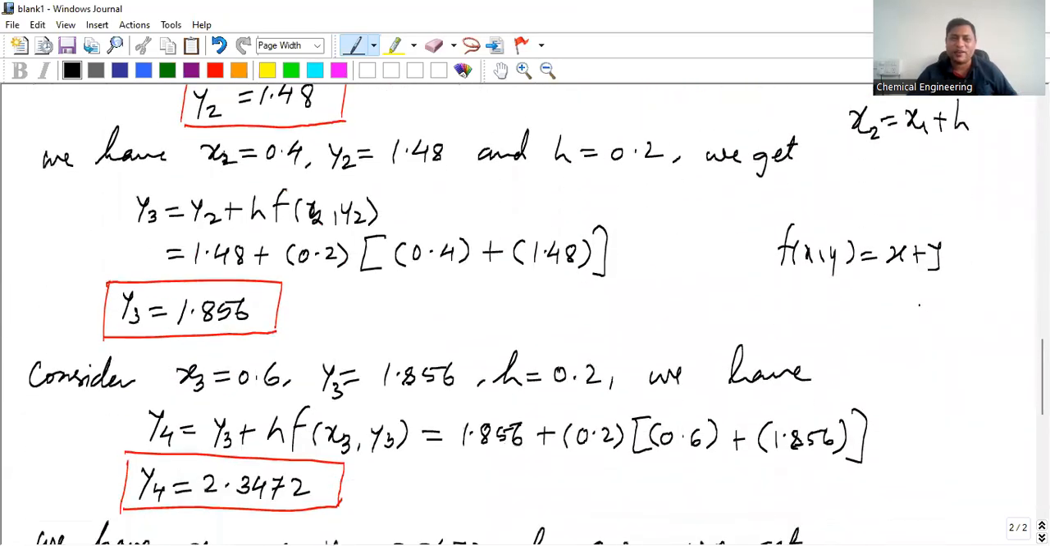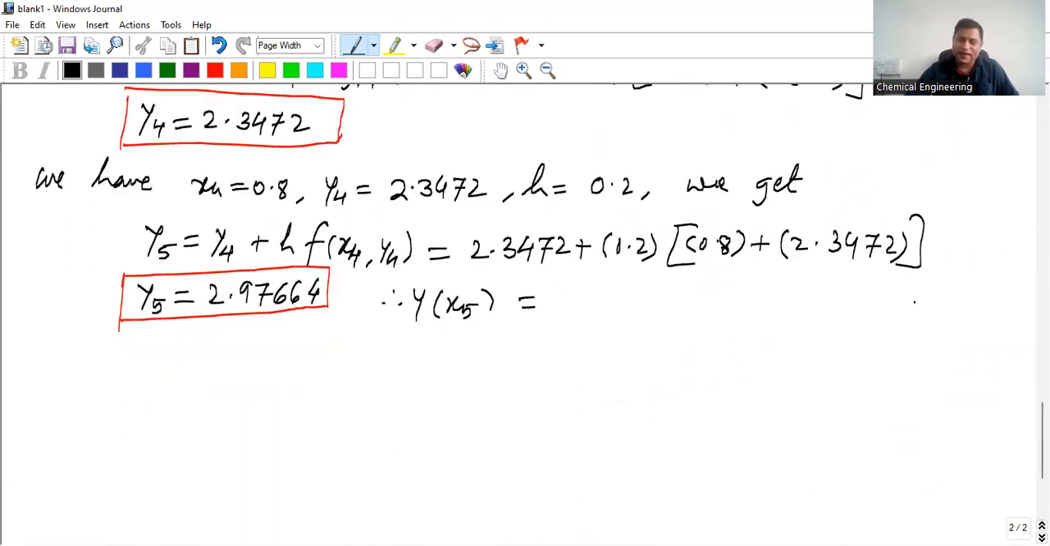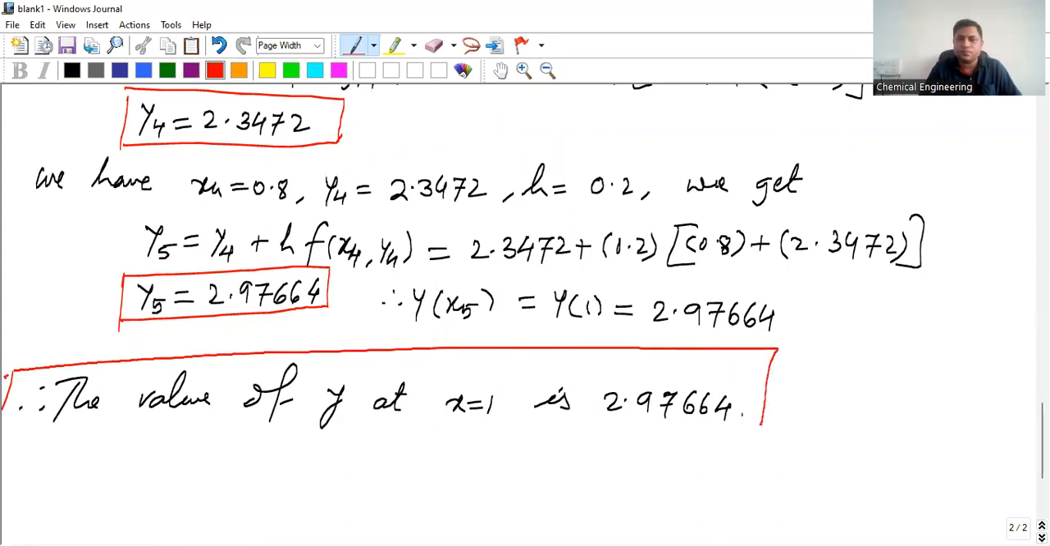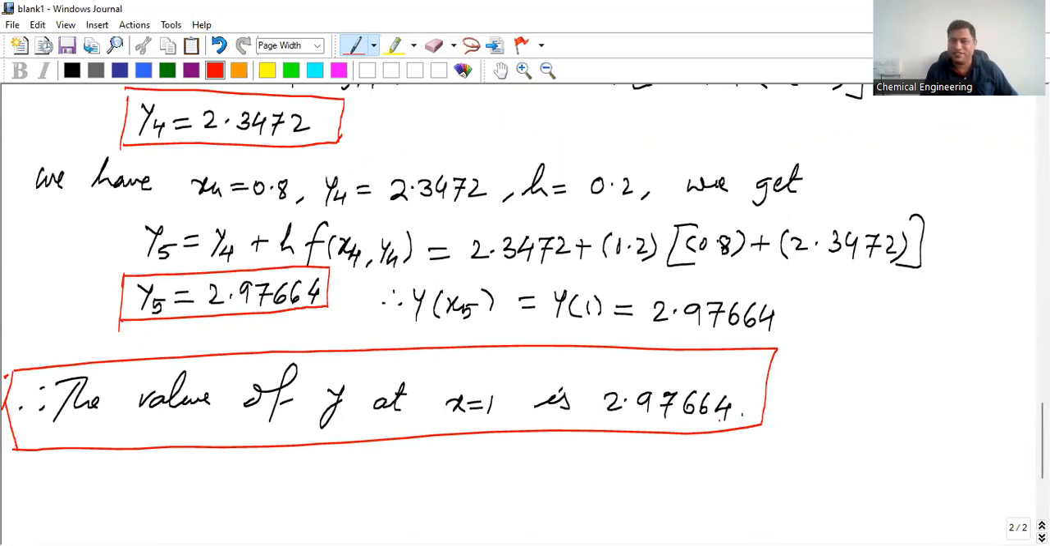Okay, so that means we have calculated the value of y at x5, which means we have calculated y at 1, and that is going to be 2.97664. So we can say the value of y at x equal to 1 is 2.97664. So this is our final answer.